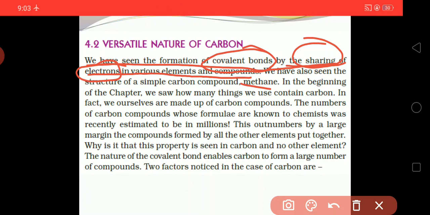In the same way, in the beginning of the chapter we saw how many things we use contain carbon. Many of the things we are using contain carbon, in fact most things contain carbon. We also see that ourselves are made up of carbon compounds. In us also carbon is present.